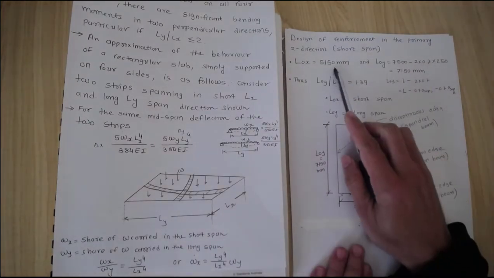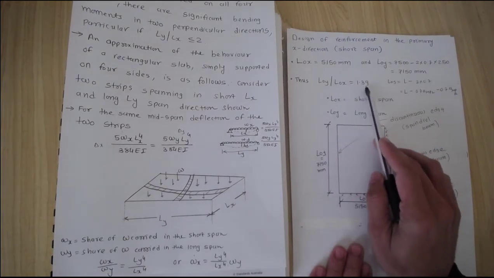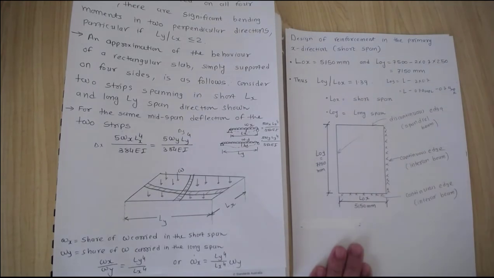And 5150 we discussed in the previous video. So if I take the ratio, that gives me 1.39. And please again note, Lx is the shorter span, Ly is the longer span.